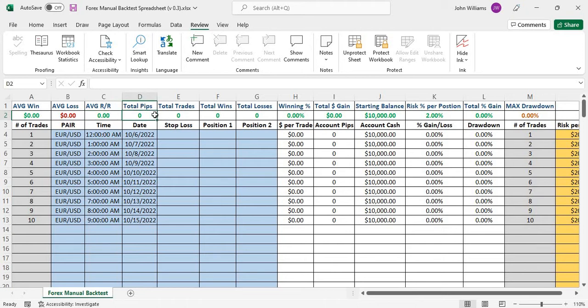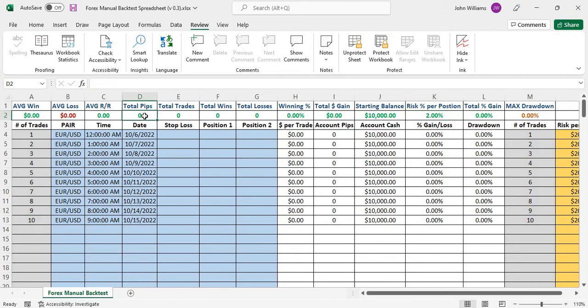I also captured the total pips, the total trades, total wins, total losses, your winning percentage, your total dollar gain, your total percentage gain, and your max drawdown, right? Standard will be your starting balance, so whatever you want the starting balance to be, you'll enter that. And whatever your risk percentage per position is, you'll also enter that, right?